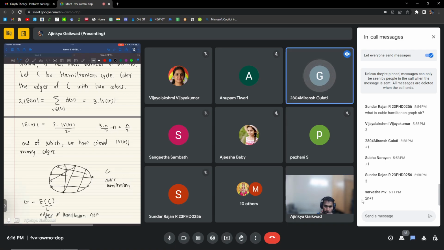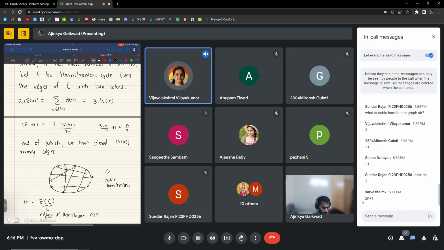We have to delete all the edges. No, wait. I'm saying you had this graph G. You are only deleting the edges that appear on the Hamiltonian cycle, right? So there were a total of 3n/2 edges, out of which I'm deleting n edges. So I'm left with n/2 edges. So how would this graph look?